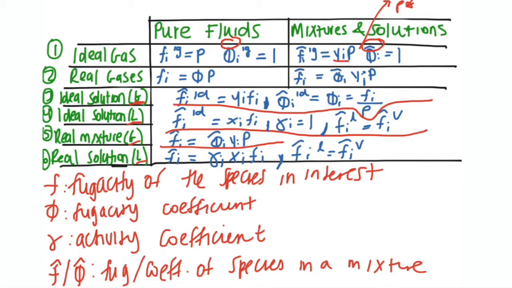I'm not going to keep explaining because it's the same thing. Fugacity in the mixture, same thing. Again, it's just a matter of looking at the equations, okay? But just notice here for number 4, when I say ideal solution of a liquid, that my activity coefficient right here is 1.